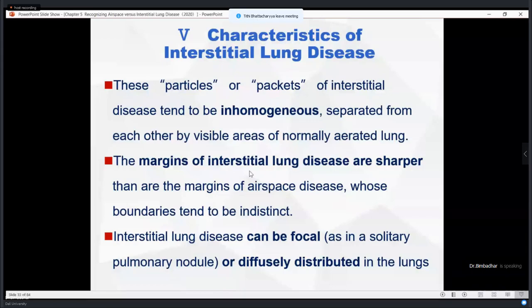Okay. Then the interstitial lung diseases can be of two types. They can be focal, in the sense they occur in a smaller area, or they can be diffuse and generalized. They can be present unilaterally or bilaterally. It means to say either present in one lung or present in both lungs.